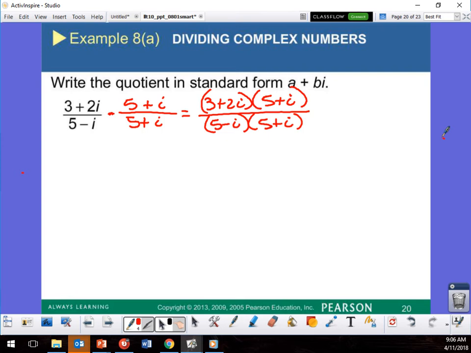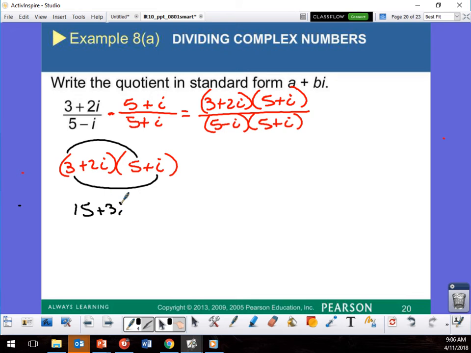I'm not going to cancel out. I have to distribute this. Let's distribute the numerator. I'm going to go off to the side over here. 3 plus 2i times 5 plus i. Let's distribute that. 15 plus 3i plus 10i plus 2i squared.